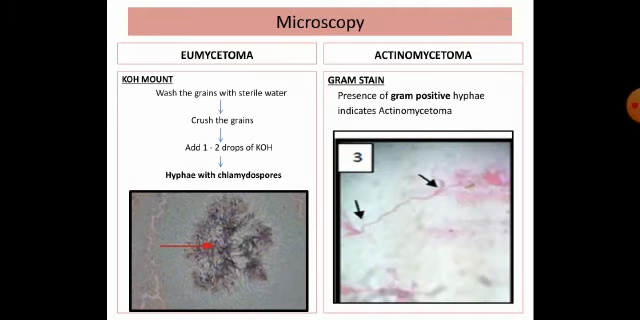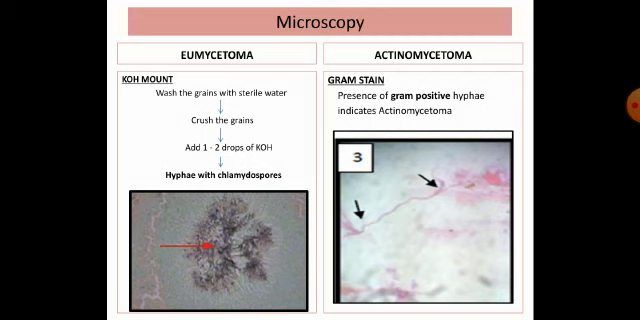Coming to the microscopy, in case of mycetoma, this microscopy that we do is a KOH mount. Wash the grains with sterile water, crush the grains between the slides and add 1 to 2 drops of KOH, and you look for the hyphae with chlamydospores under the microscope.